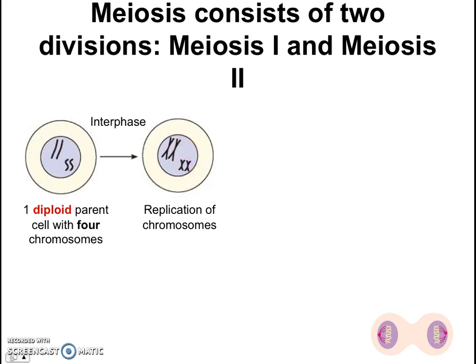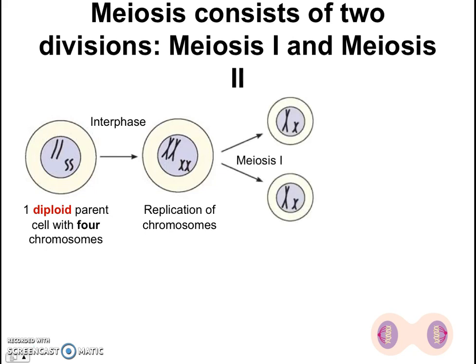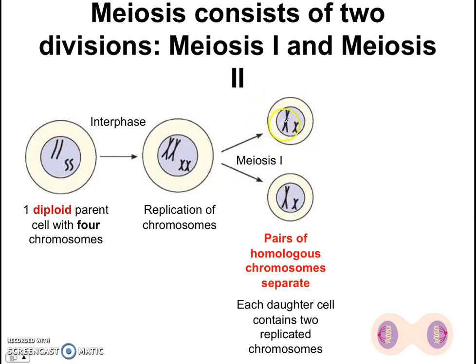Now after replicating the chromosomes, the cell will then start going through meiosis. First there will be Meiosis I. In Meiosis I, the parent cell divides into 2 daughter cells, and what happens is that the pairs of homologous chromosomes separate. Now, what does it mean by homologous chromosomes separate?